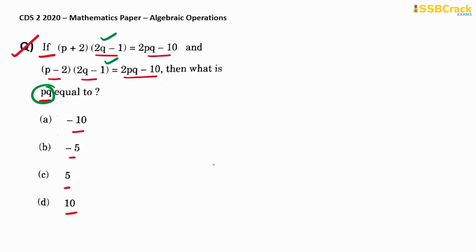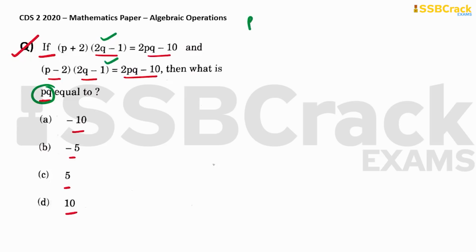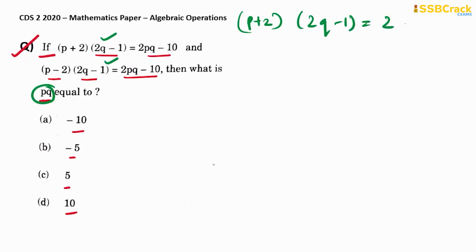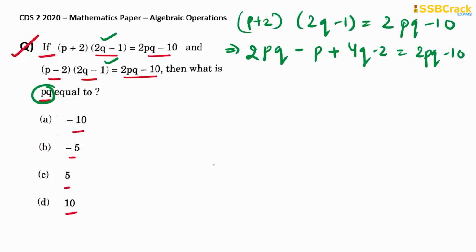So we can simplify them one by one and then we can solve easily to find the value of P and Q. Okay. So the first equation is P plus 2 into 2Q minus 1 is equal to 2PQ minus 10. So it will be equal to 2PQ minus P plus 4Q minus 2 is equal to 2PQ minus 10. So this 2PQ cancels this 2PQ and the equation will become minus P plus 4Q is equal to minus 8. So this will be our first equation.